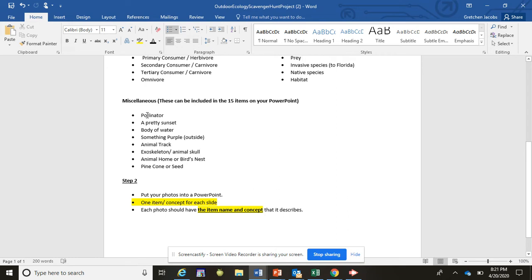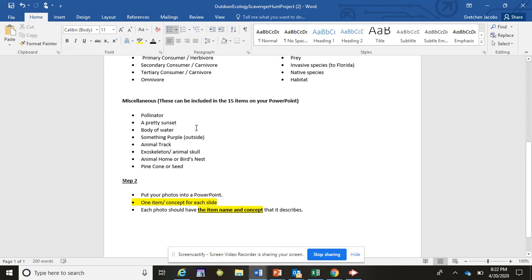Other things, miscellaneous. I just thought these could be kind of fun to add and maybe help you find 15 items. A pollinator, pretty sunset, body of water, something purple outside. So not just something purple in your home. You can find animal tracks. That's pretty cool. An exoskeleton or an animal skull. An animal home or a bird's nest, and a pine cone or any type of seed, acorn, things like that.